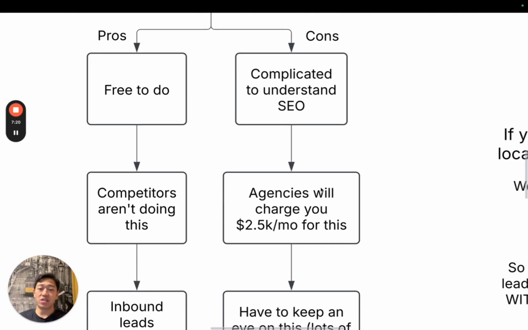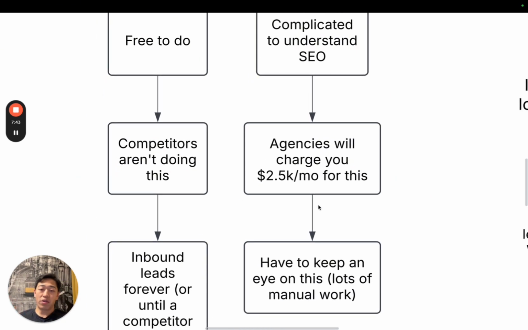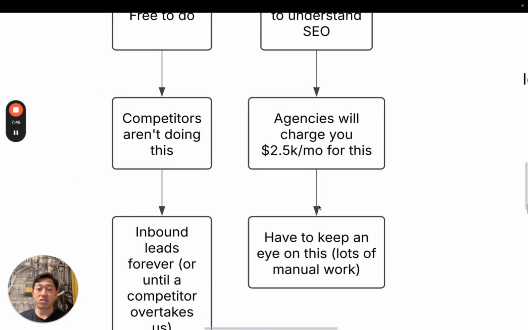But the con of this is it's definitely complicated to understand all the nuances of SEO. And that's why agencies will approach you and have you pay 2.5K a month for all of this. However, you can do this all for free. I could show you later how you can do this all for free. But another thing is you do have to keep an eye on this. So it's a lot of manual work. That's why these agencies will charge you 2.5K a month for a 1-year contract, because it's a lot of work to just see what ranking you are. How do I modify the pages? How do I build backlinks? It's all very complicated, but you could do this all yourself if you wanted to.